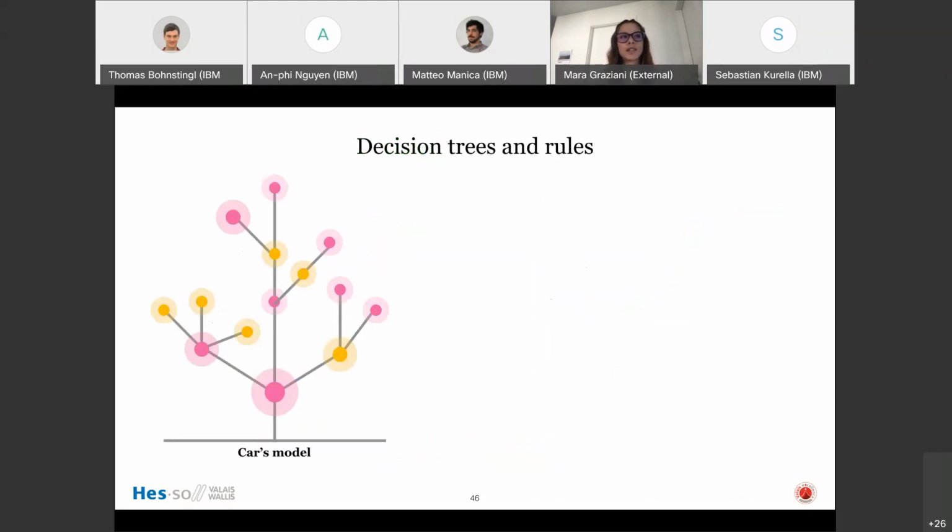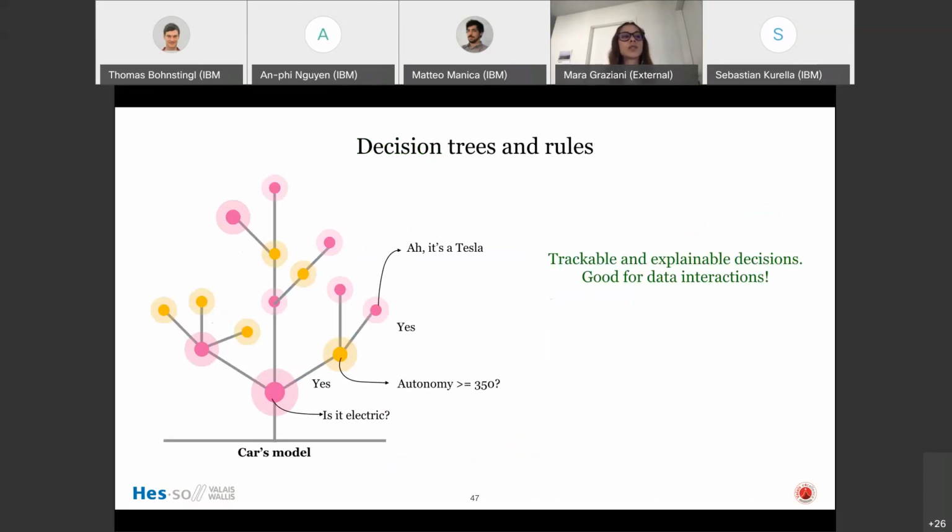Another approach that is inherently interpretable is to automatically learn a decision tree or to learn a set of rules that can classify your data. In the case of decision trees, this means learning a structure that splits the data into categories at each node. So for example, in this car model classification task, we can first discriminate about the energy source. So is the car electric? If yes, and then if the autonomy is more than 350 kilometers, then it's for sure a Tesla. This way of classifying data comes already embedded with trackable and explainable decisions.